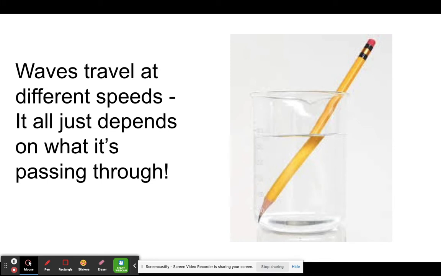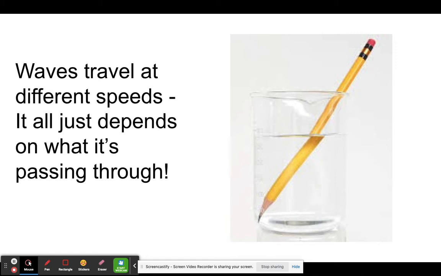We're already pretty familiar with waves traveling at different speeds, even if we didn't realize that we were. So I'm sure many of you have noticed at one point or another that if you put a pencil in a glass of water and you can see through the edge, it looks like the pencil is broken, right? And if you're a little kid noticing this for the first time, you're like, oh, my pencil broke. And you pull it out and you're like, wait a second, the pencil's fine. And you put it back in and it's just really confusing.